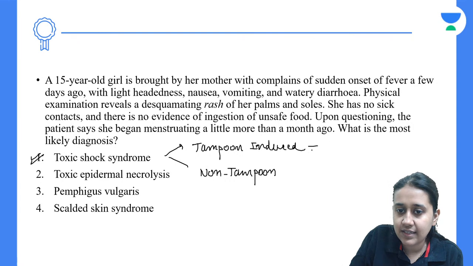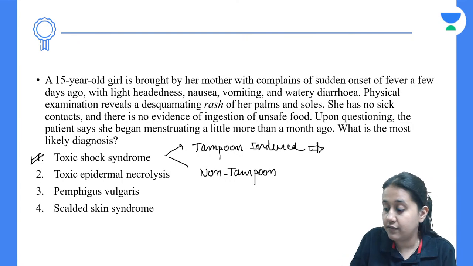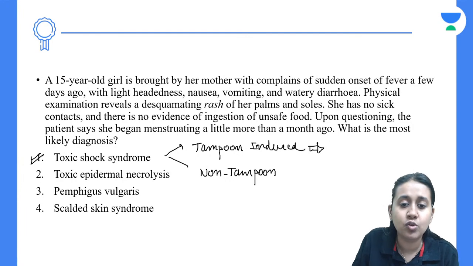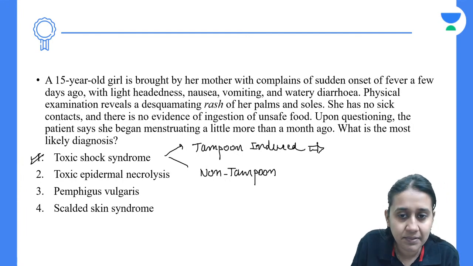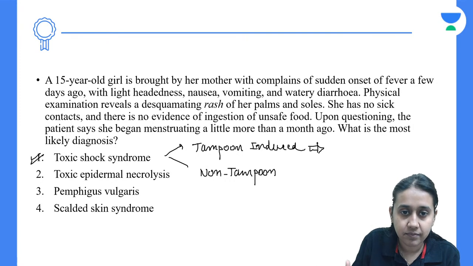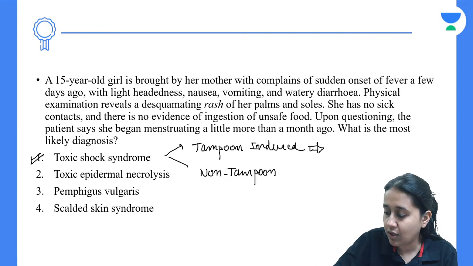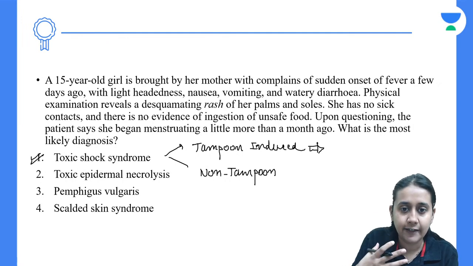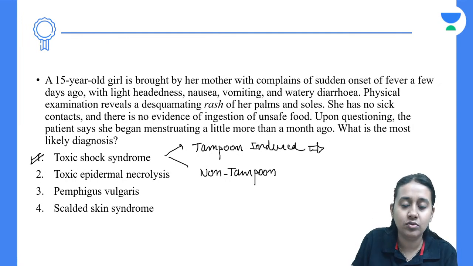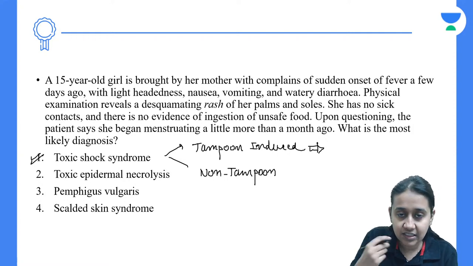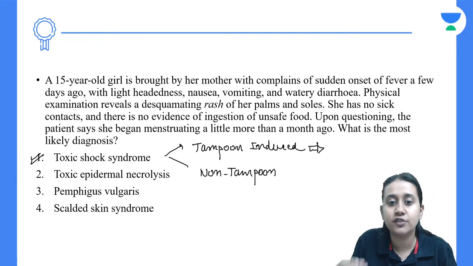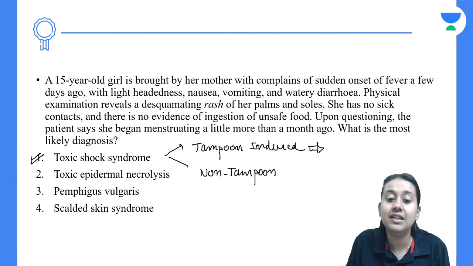So tampon induced, as the name suggests, occurs because of the use of tampons. During menstruation, few females use tampons. Sometimes they forget to remove them, and when they forget, a lot of dirty blood gets accumulated, which gives rise to proliferation of staphylococcus. These staphylococcus will then release some toxins which can cause features of shock and even palmoplantar desquamation.